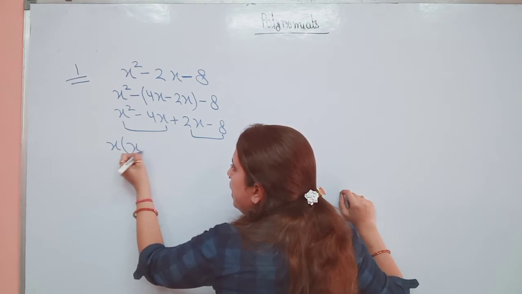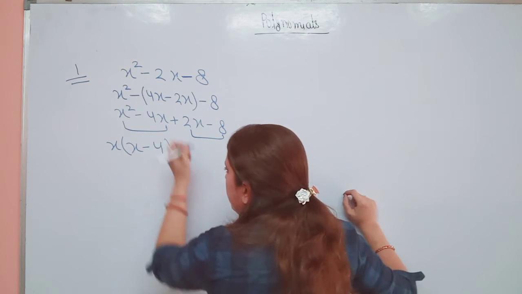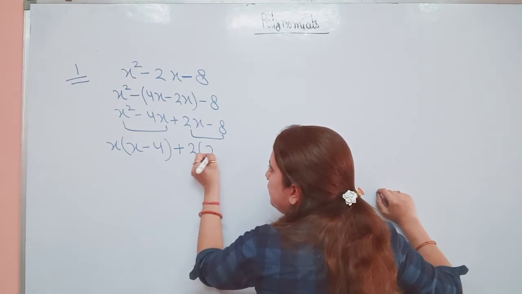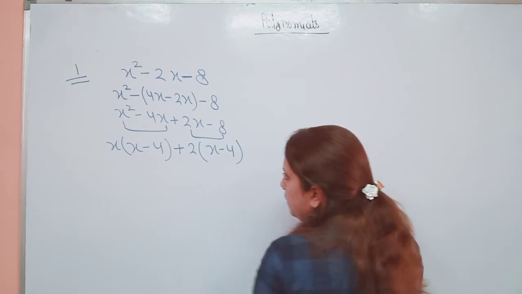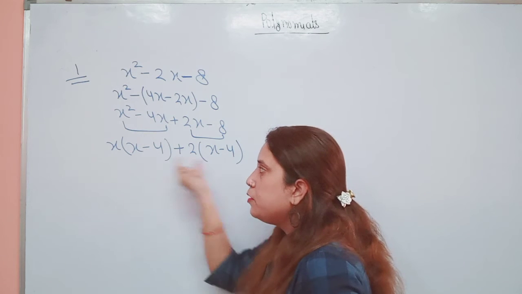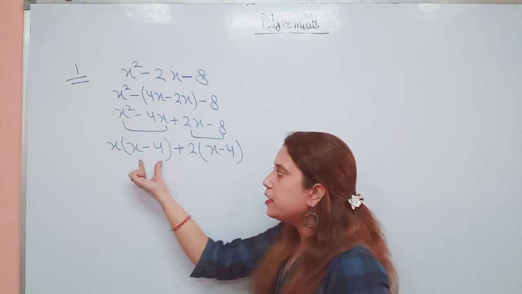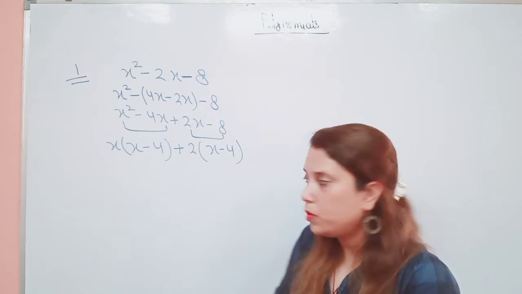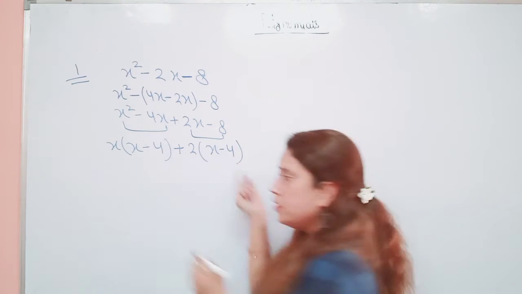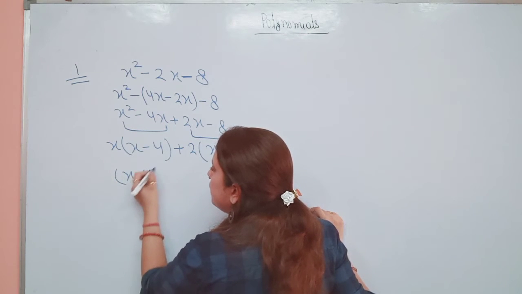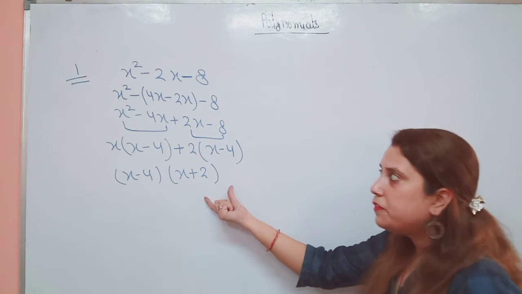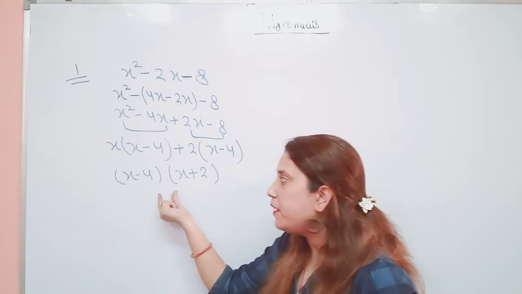What is left? x minus 4. Now in the second bracket, what is common? 2. So what is left? x minus 4. Always remember that in both brackets the value will be the same. We have to take the common such that the value in both brackets is the same. Okay, so what is the final factor? x minus 4 is common, so x minus 4 is one factor and x plus 2 is another factor. Now first we find the factors, after that we will find the zeros.